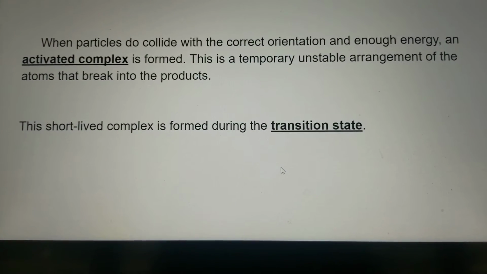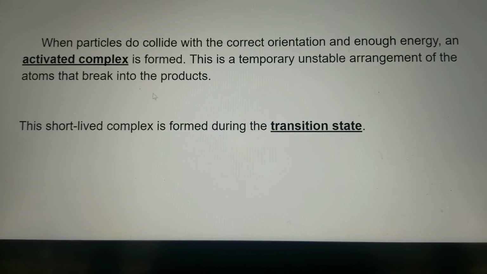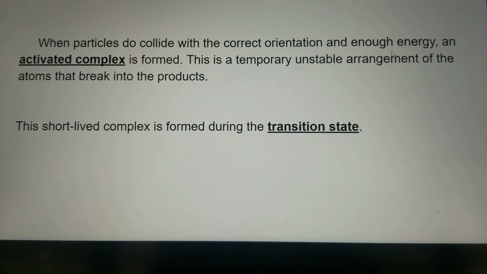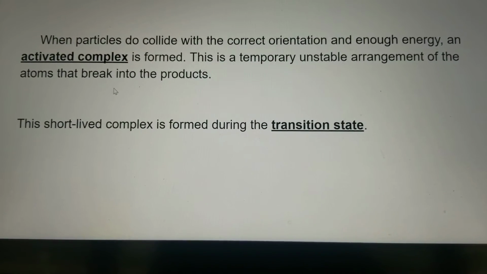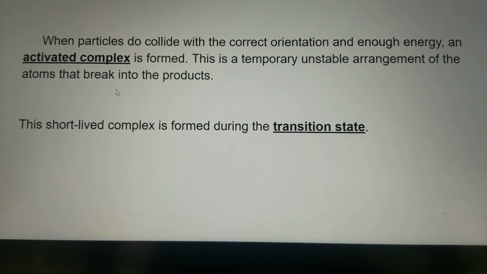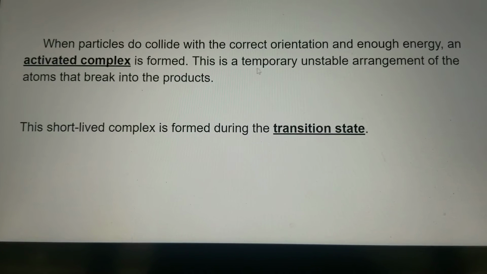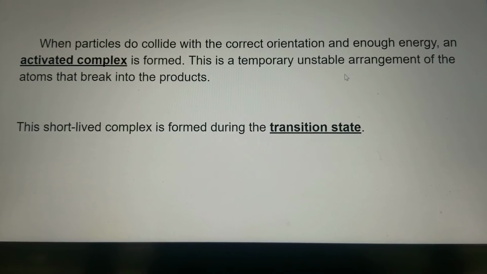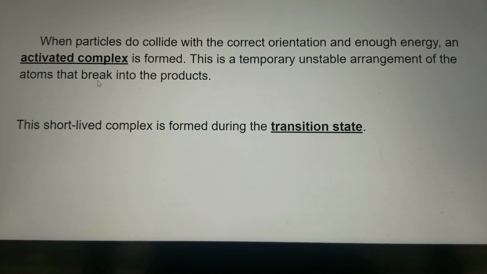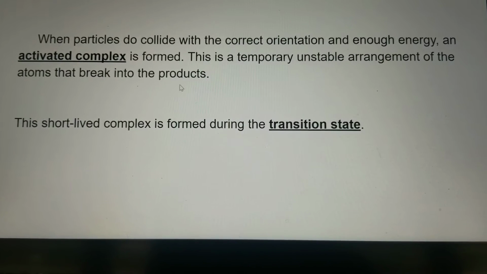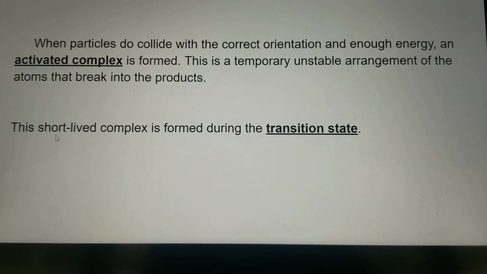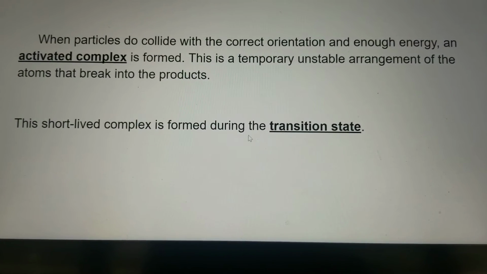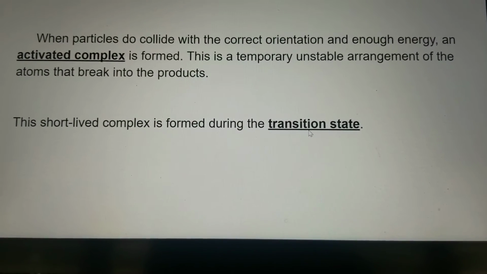But if they do meet all 3 criteria, if they do collide with correct orientation and enough energy, then what forms is what's called the activated complex. All of these atoms stick together. It's a temporary and very unstable arrangement of atoms, and then they immediately break apart into the product. So they just momentarily stick together. It's a short-lived complex, and it's formed during what's called the transition state.